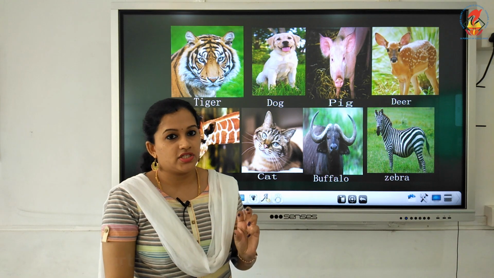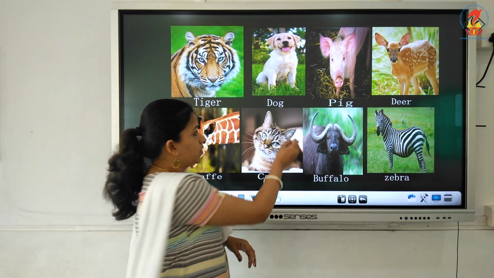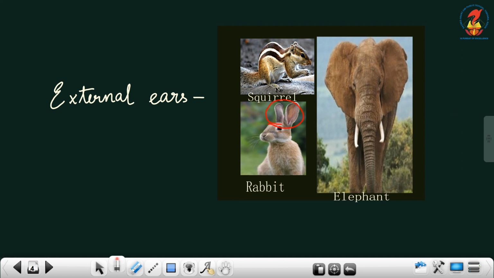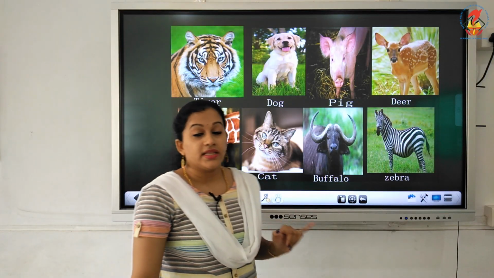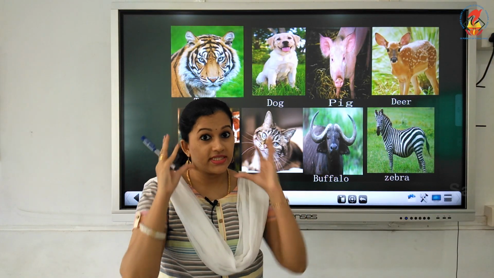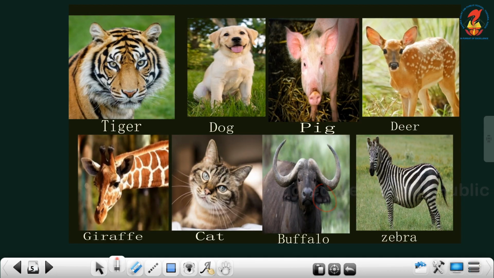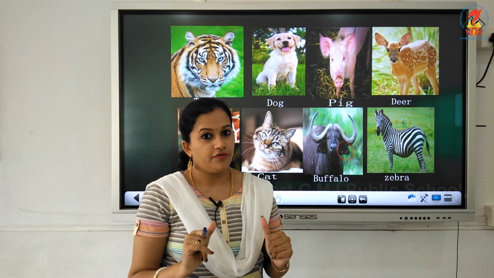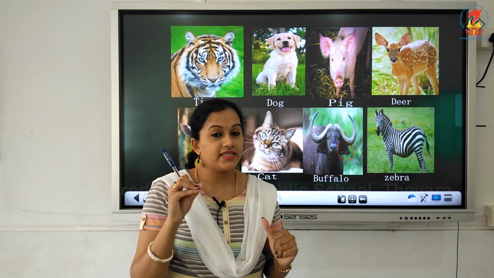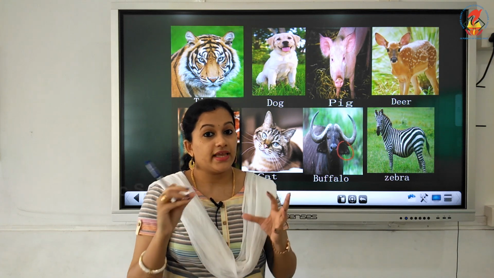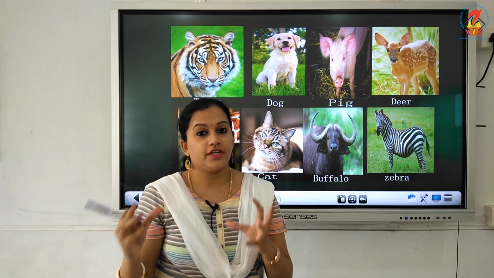And in some animals, children, the ears are placed on top of their head, as in the cat, isn't it? On top of its head. Here in the rabbit, the ears are placed on top of its head. Then in some others, the ears are placed on the side of its head, like that you see in the buffalo. Why? Because it is placed on the side of their head. Or a cow, it has ears placed on the sides of its head. Okay, so the external ears can be different in different animals.